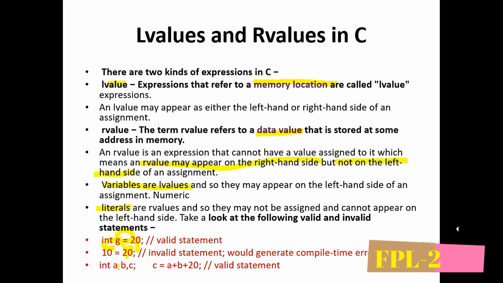Int A, B, C. C is equal to A plus B plus 20. Okay, this is perfectly valid. The constant value is in the right hand side part of the equation or that line.